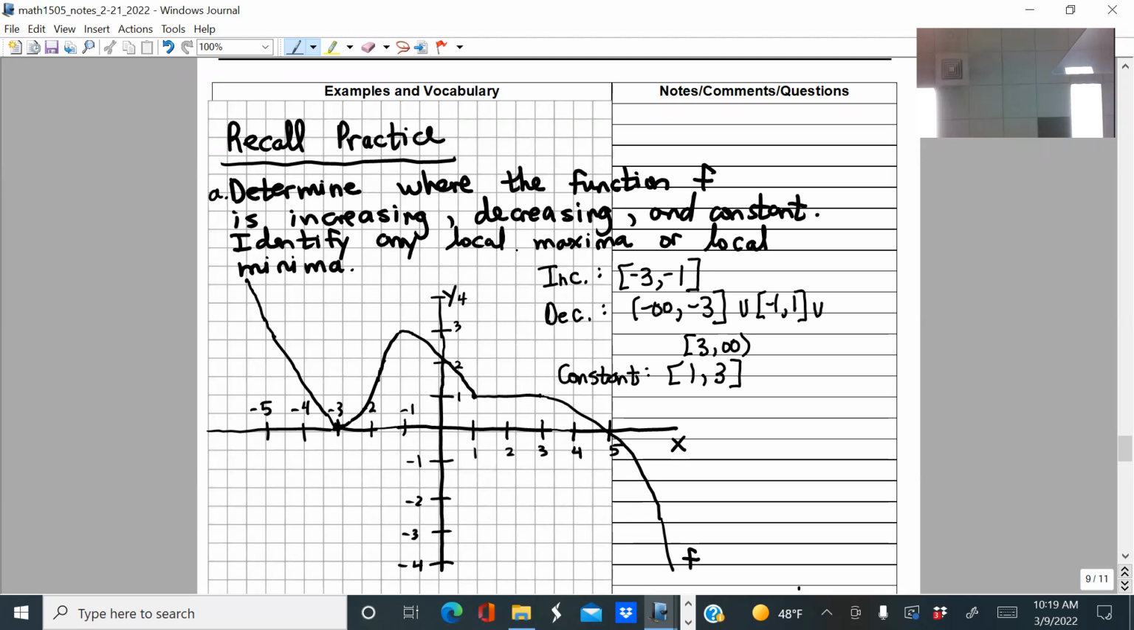I forgot the second part here. So where do we have any local maxima? That's the plural of maximum. Or where do we have any local minima? That's the plural of minimum. So do we have a local maximum here in this picture? Remember, a local maximum is a peak turning point. So do we have a peak turning point here?